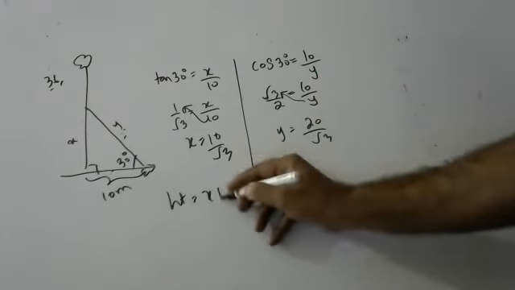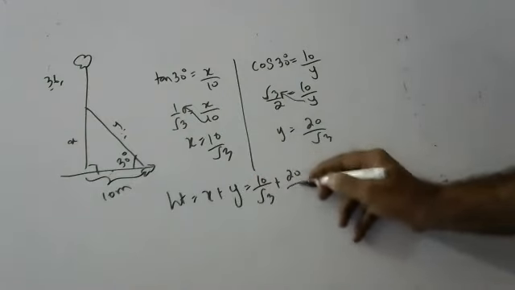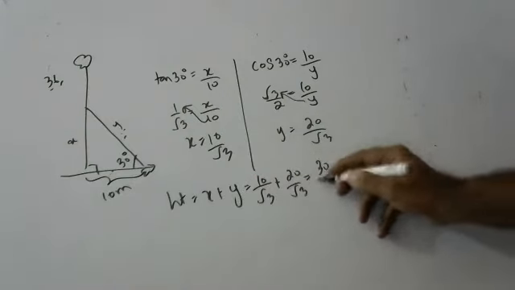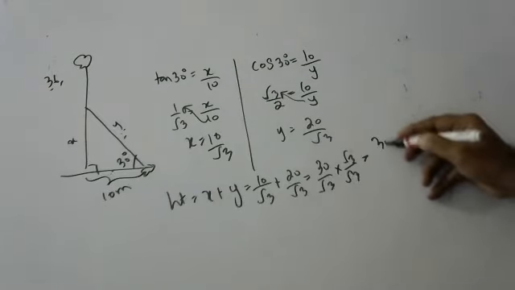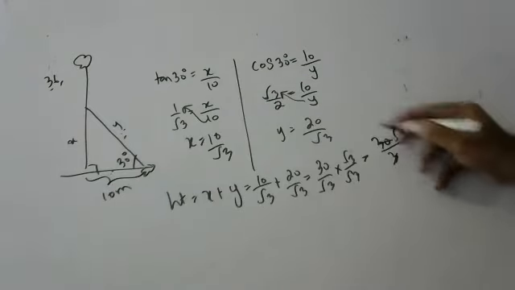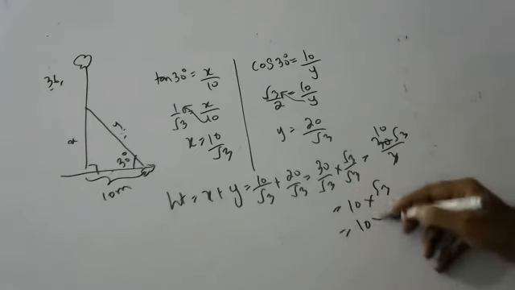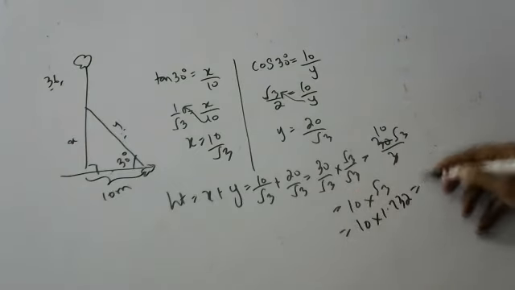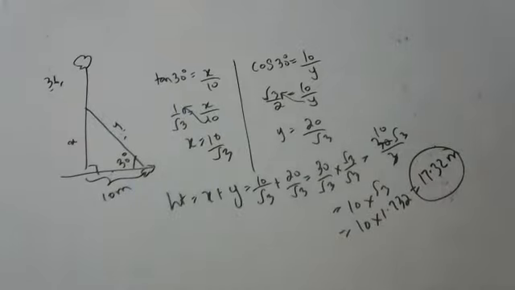Total height of the tree is x plus y, which is 10 by root 3 plus 20 by root 3, that is 30 by root 3. Rationalizing, 30 root 3 by 3, which is equal to 10 root 3. 10 into 1.732 is 17.32 meters. So 17.32 meters is the height of the tree.